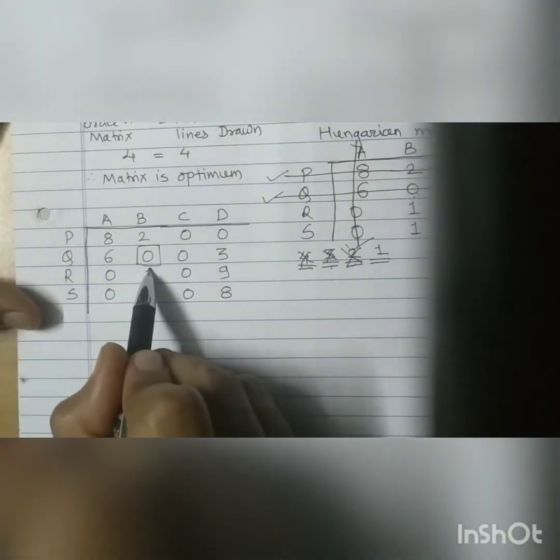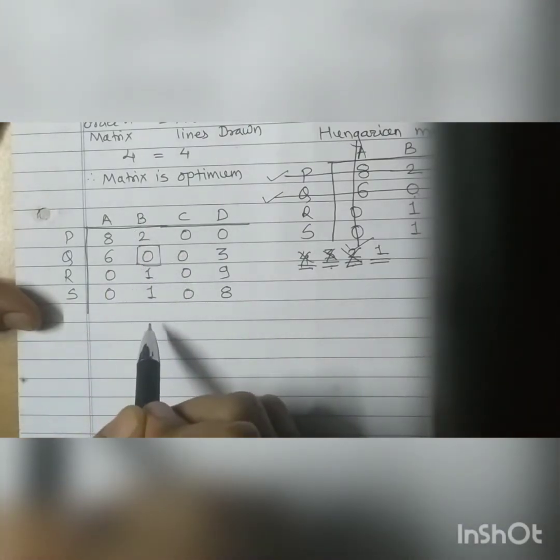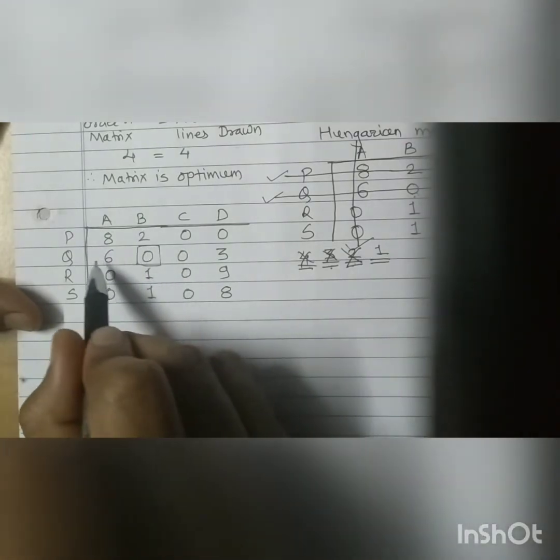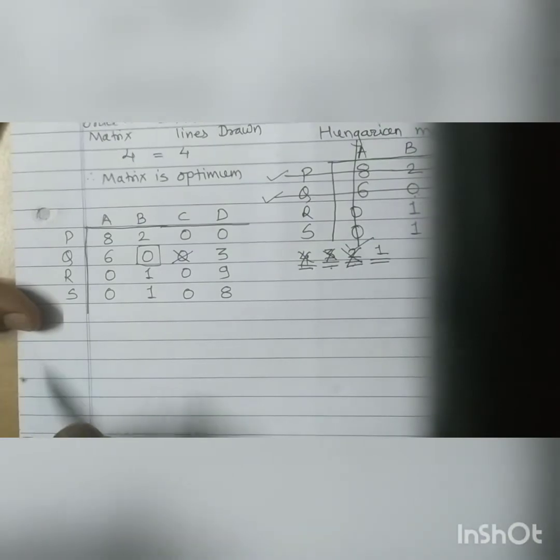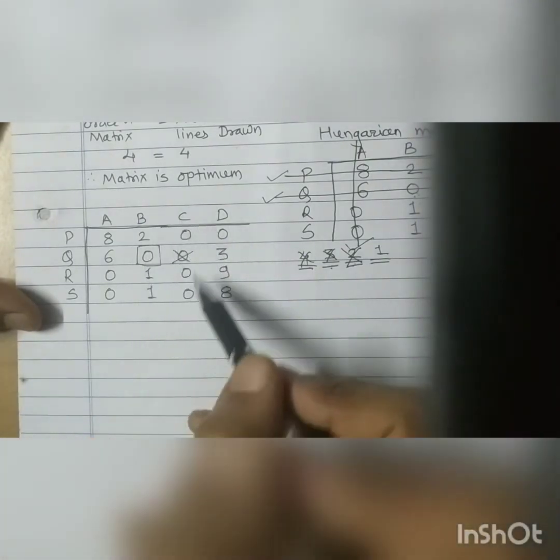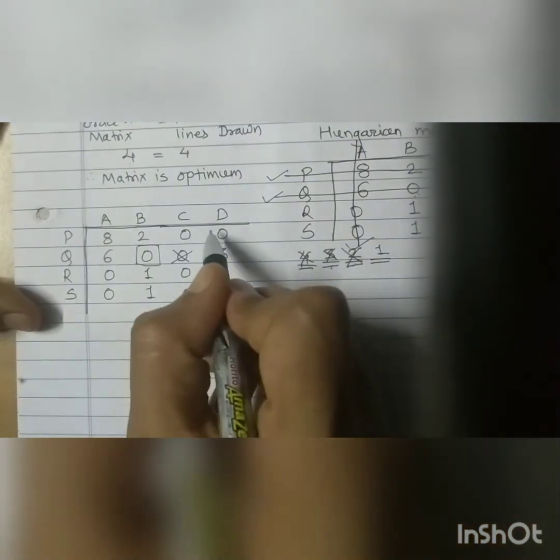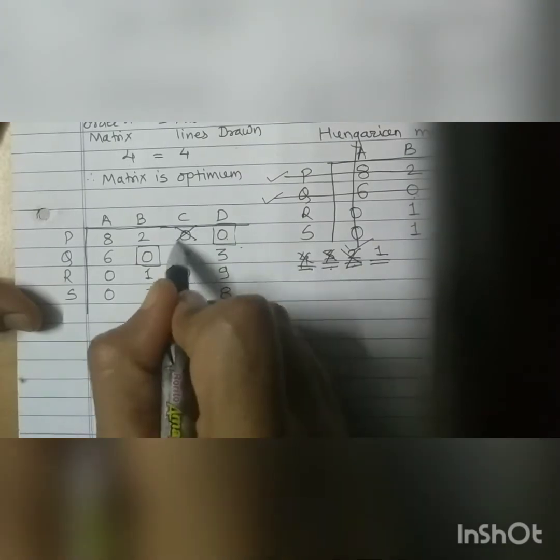Once I capture this zero, along with its row and along with its column, whatever zeros are there, I will permanently delete those zeros. So along the column there are no zeros, but along the row there is 1 zero. I will permanently delete that zero. Again I will search for an alone zero. Here there are 3 zeros. Here it is 1 zero. So I will capture this 1 zero. Once I capture this zero, along the row I will delete.